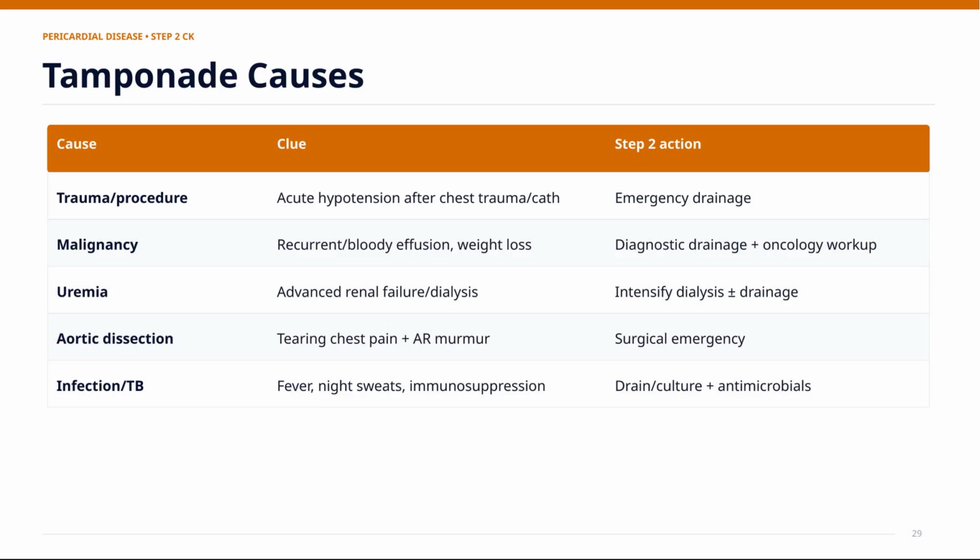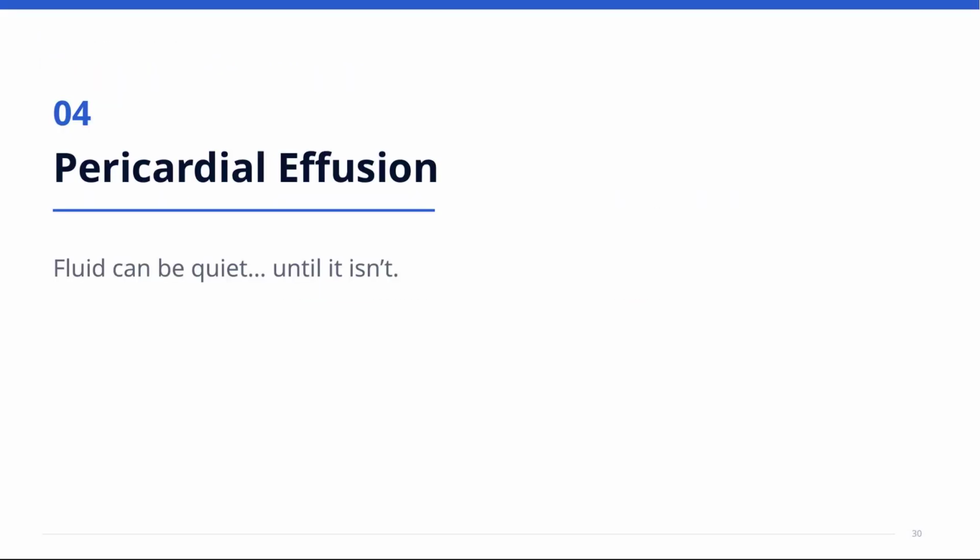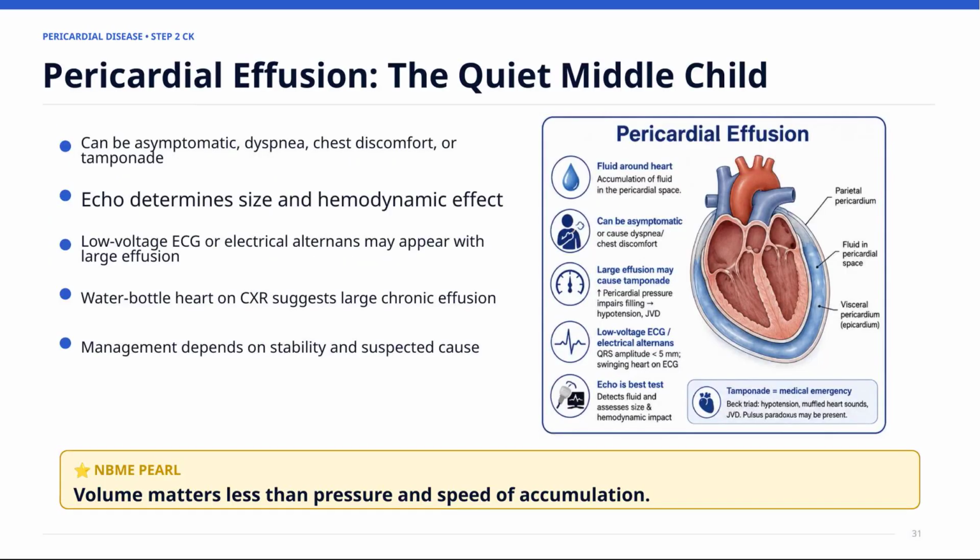Chapter 4. Pericardial effusion. Fluid can be quiet until it isn't. Effusion is the quiet middle child of this whole family. It can be totally asymptomatic or cause dyspnea, chest discomfort, or full-blown tamponade. Echo tells you the size and, more importantly, the hemodynamic effect. You might see low-voltage ECG or electrical alternans with a large effusion, and a water bottle heart silhouette on chest X-ray suggests a large chronic effusion. Management depends entirely on stability and the suspected cause.